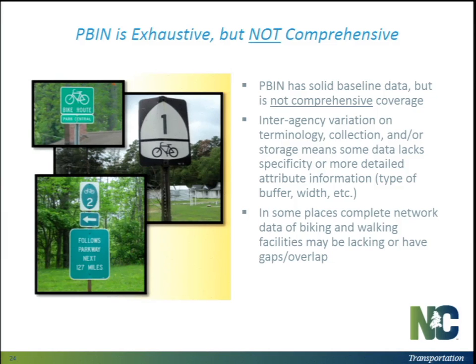Another point there is variation on terminology, collection, and or storage. Some data lack specificity, but I think that's okay. We've received data, some of it a lot more comprehensive than others, but it can always be revised later on or add more attribute field data to where something may be lacking. In some places, complete network data of biking, walking facilities may be lacking or have gaps, overlap. Some data is created just for a specific project, a specific corridor, and it may not include the whole jurisdiction, which again, it's okay. We can receive anything and you can go back and add to that later.